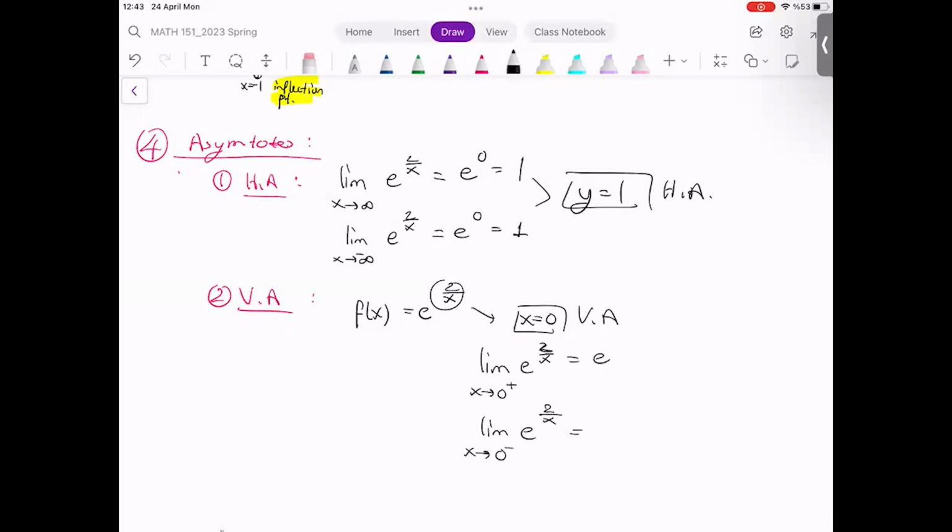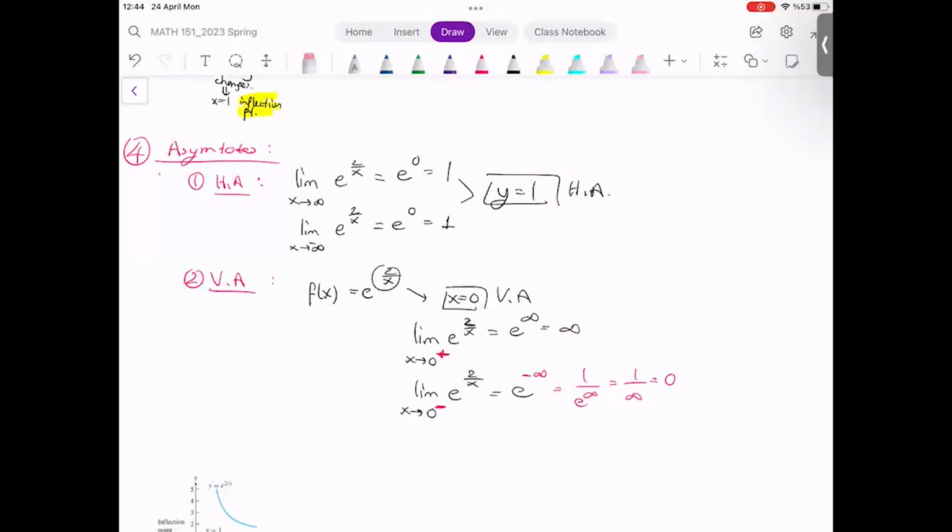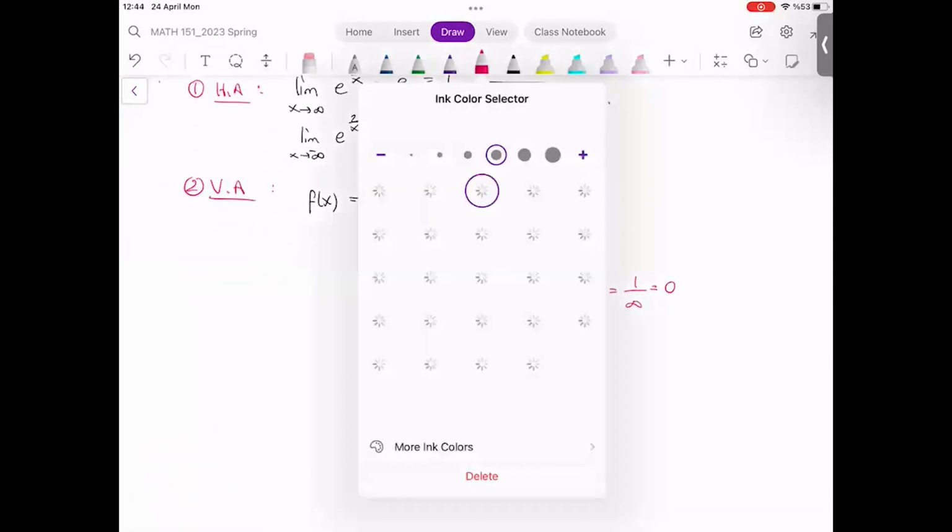Okay, what do we have? e to the power 2 over 0 from the right. 2 over 0 is infinite, so e to the power infinity is infinite. Second case, 2 over 0 but from the negative direction, from negative numbers. The first case was from positive numbers. From negative numbers, it is again infinite, but since we are approaching from negative numbers, it is minus infinity. This is e to the power minus infinity, 1 over infinity, 0. Okay, these two limits will be used. Next, oblique asymptote. Is there an oblique asymptote here?